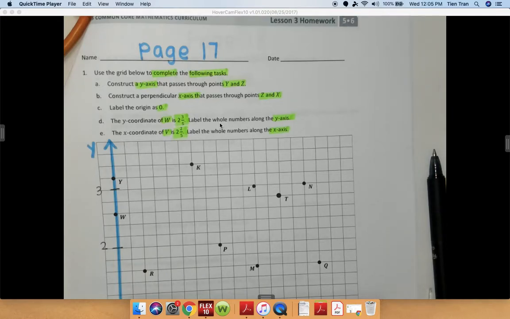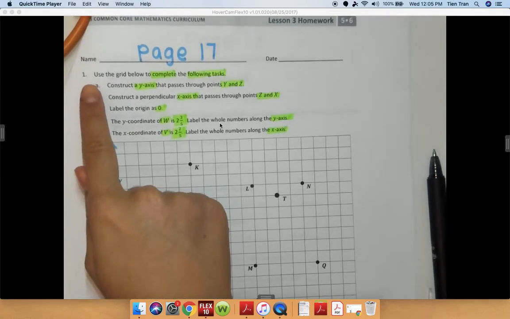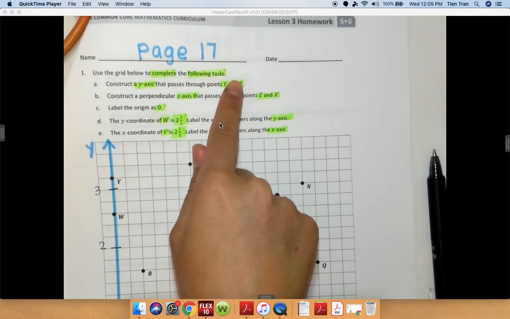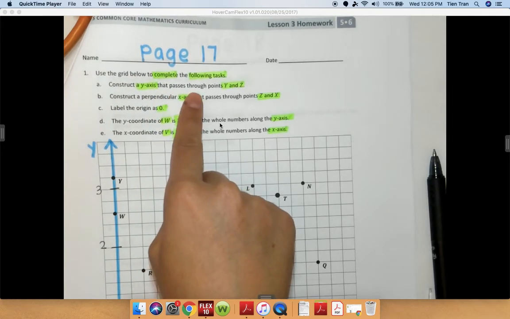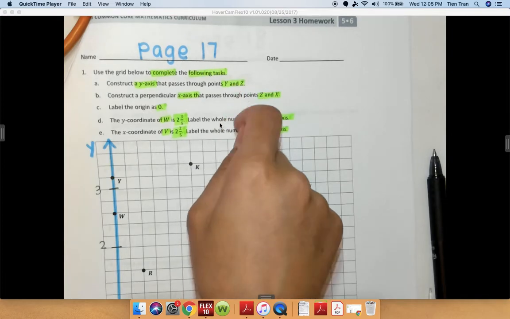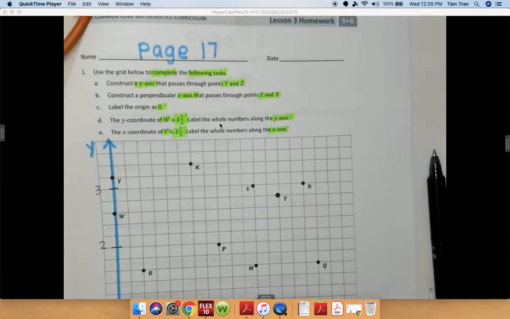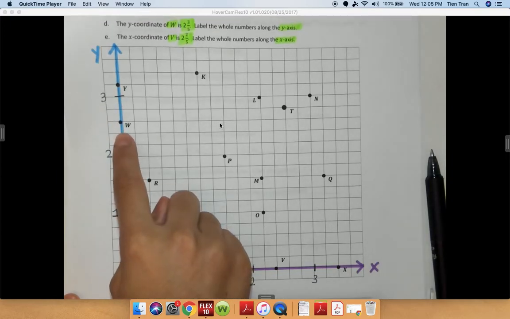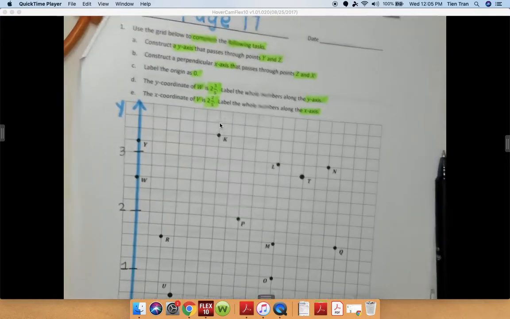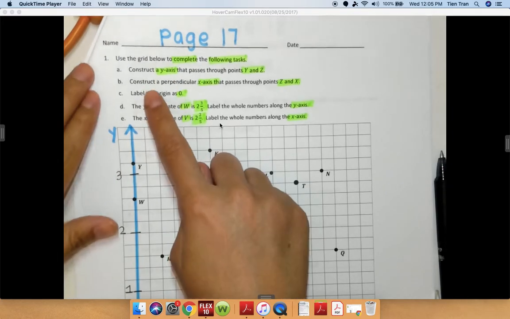Boys and girls, we are on page 17 for the homework, and we have problem number 1. Use the grid below to complete the following tasks. For problem A, it asks you to construct a y-axis that passes through points Y and Z. So I did that already. I created an X and Y axis that crosses Y, W, and X and V. So I did A already, and then I did B.